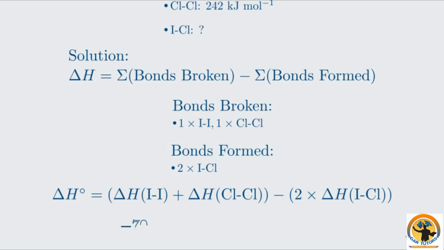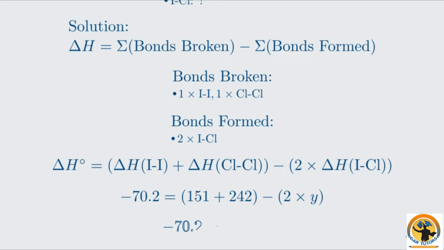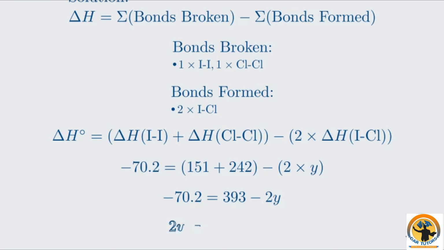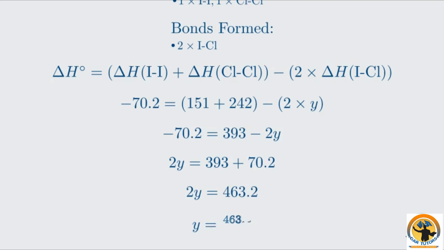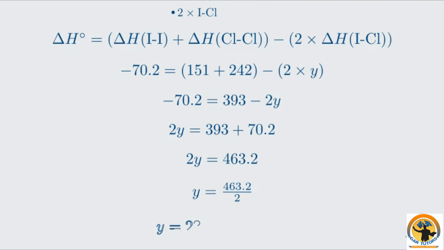The enthalpy change is given as negative 70.2. The sum of the broken bonds is 151 plus 242. We'll call the unknown I-Cl bond enthalpy y. The equation becomes negative 70.2 equals 393 minus 2y. Now we rearrange the equation to solve for y. Adding 2y to both sides and 70.2 to both sides, we get 2y equals 463.2. Finally, we divide by 2. The bond enthalpy of the I-Cl bond is calculated to be 231.6 kJ per mole.